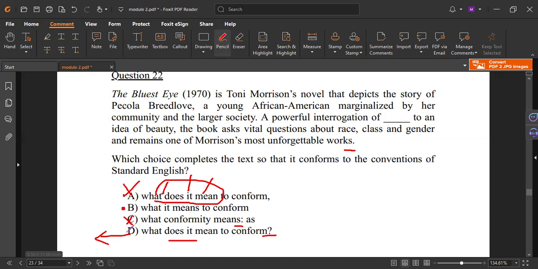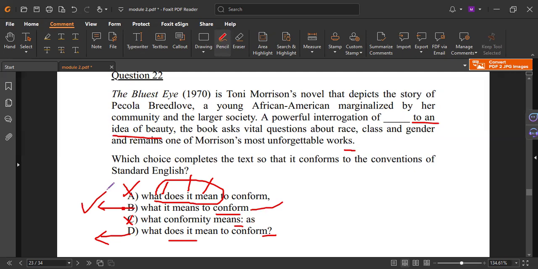Now ask yourself, are we asking a question or is it indirect speech? A powerful integration of what it means to conform to an idea. So conform to an idea of beauty. So it's a sentence, not a question. You found that? So it must be letter B.